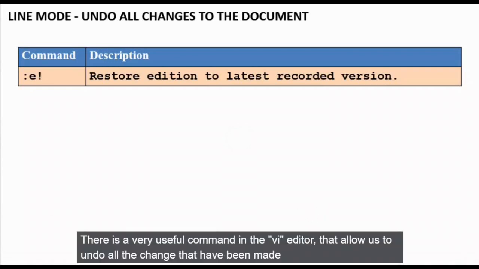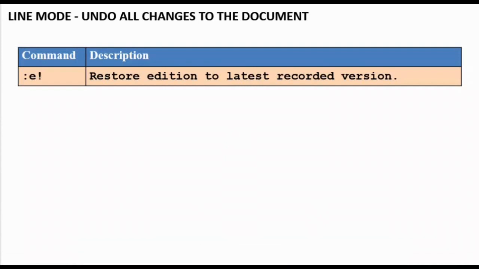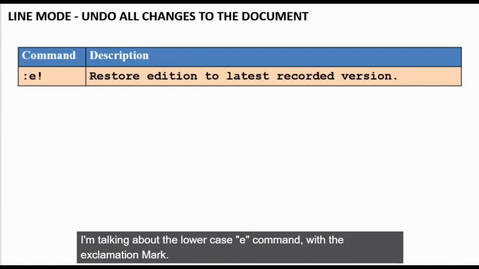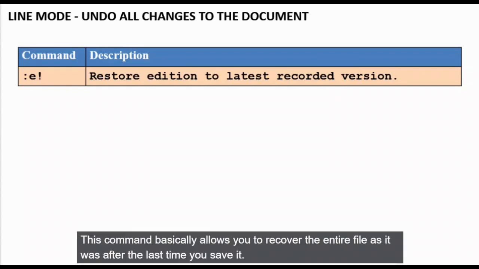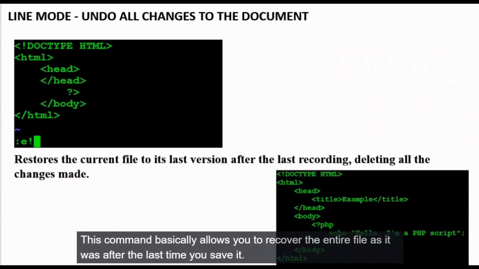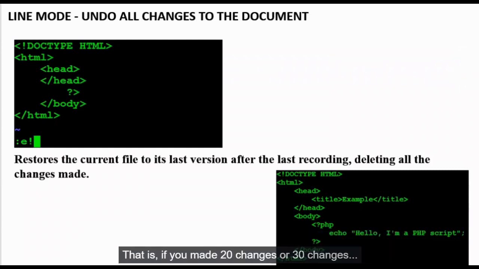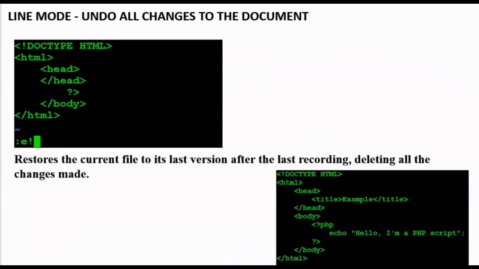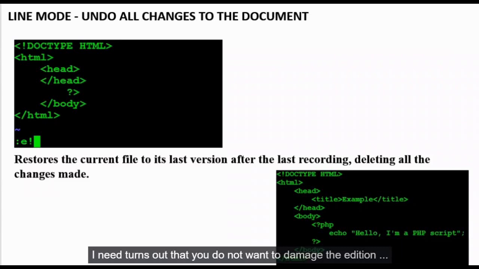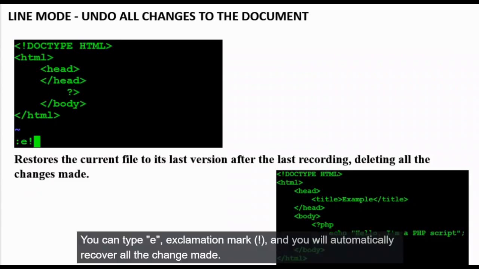There is a very useful command in the vi editor that allows us to undo all the changes that have been made to a document. I'm talking about the lowercase e command with the exclamation mark. This command basically allows you to recover the file as it was after the last time you saved it. That is, if you made 20 changes or 40 changes and it turns out that you do not want to keep the edit, you can type e exclamation mark and you will automatically recover the file without the changes made.